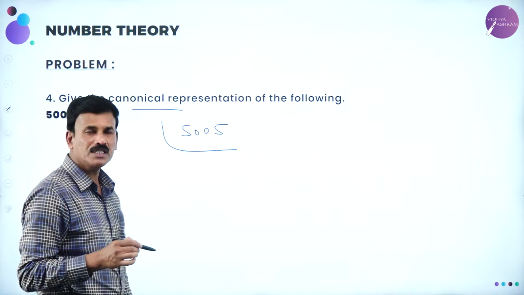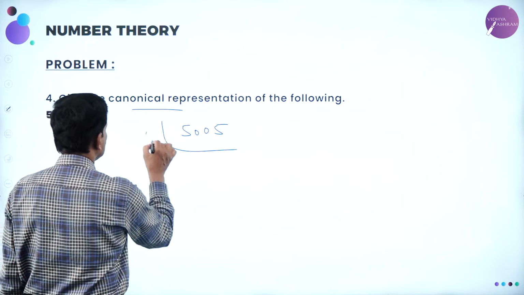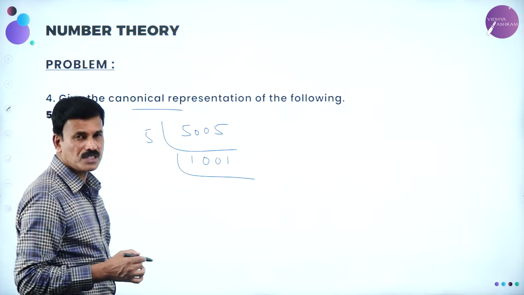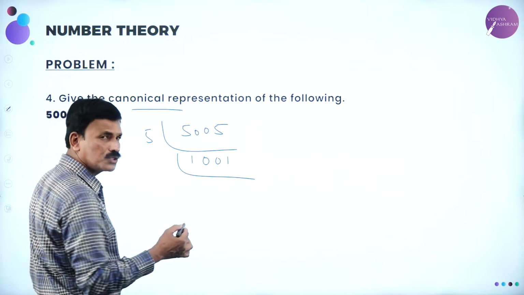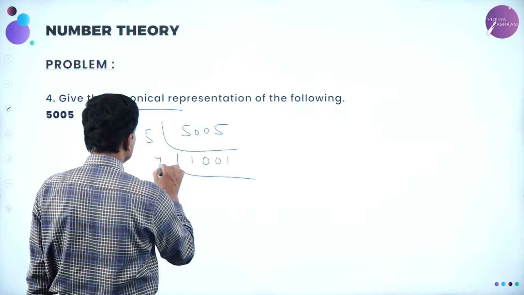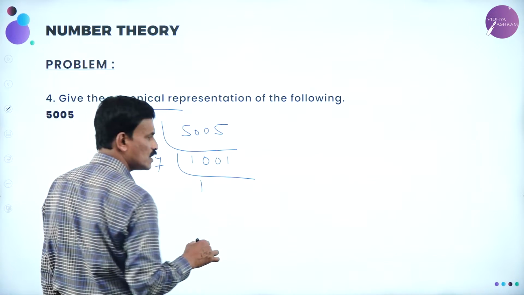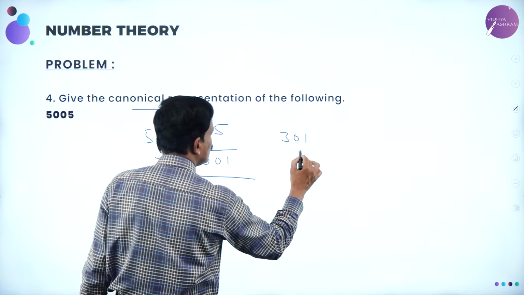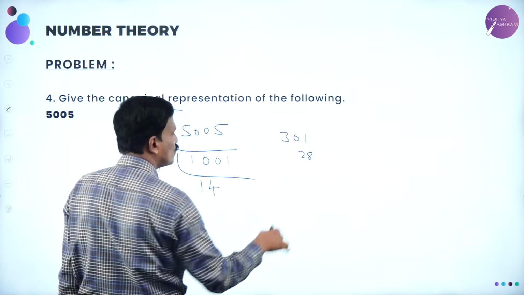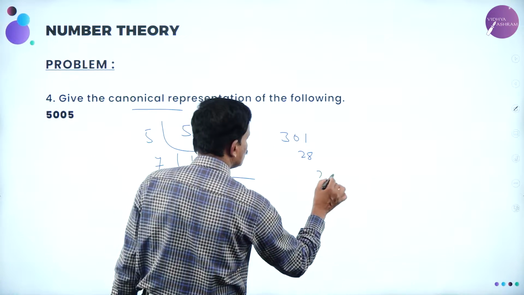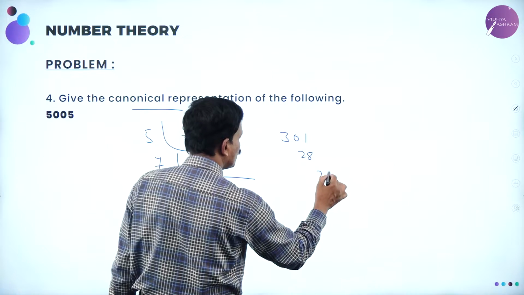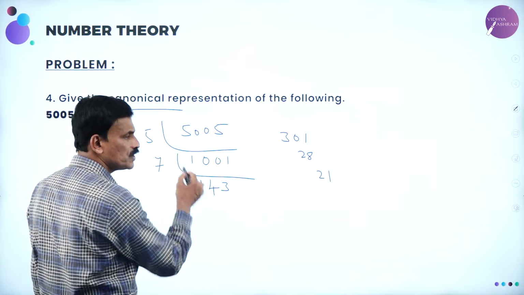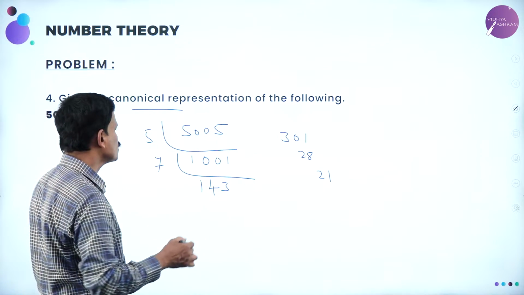Now you cannot divide this by 2, 3 and 4. Let us start with 5. So 5 ones are 5, 0, 0, again 5 ones are 5. 1001 into 5 is equal to 5005. Again, you can't divide by 5. Let us take 7. 7 ones are 7. 10 minus 7 is 3, 301. 7 fours are 28. 30 minus 28 is 2, and 1 as it is. 7 threes are 21. So 143 into 7 is equal to 1001.